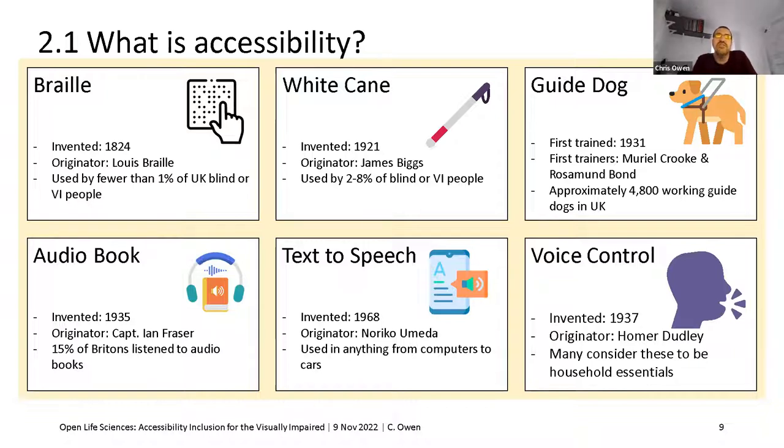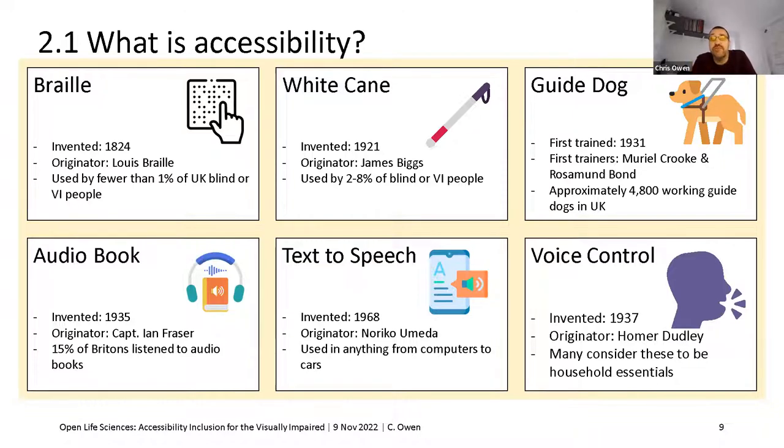Across the bottom are other accessibility items, which you might not realise were originally designed as accessible tools. So the first one was the audiobook. The first ones started to be shipped in the mid-1930s. The originator was Captain Ian Fraser, who lost his sight during the First World War. And he worked with the then National Institute of Blind People to develop an audiobook reader and audiobook technology.